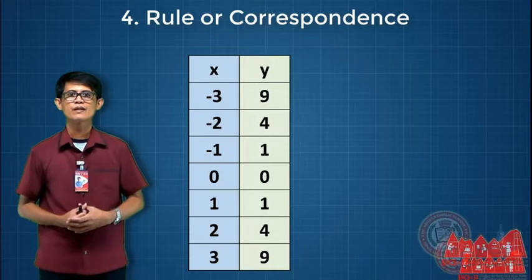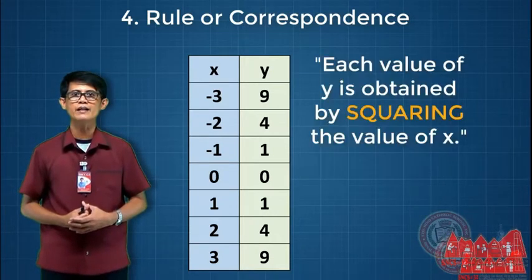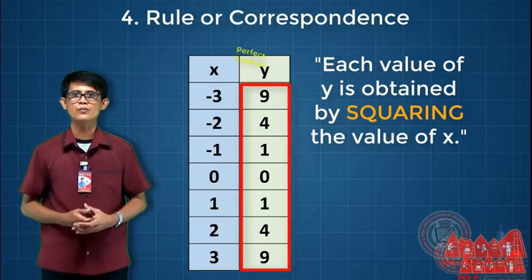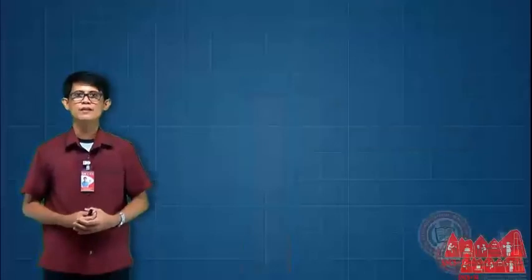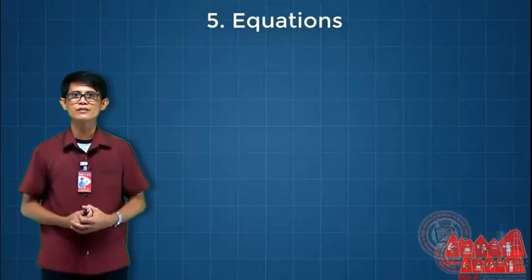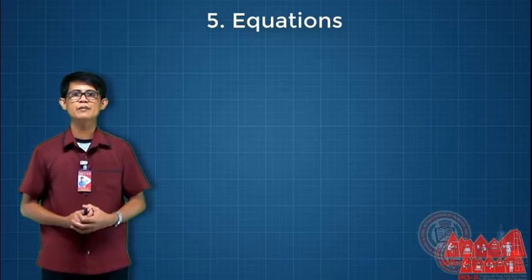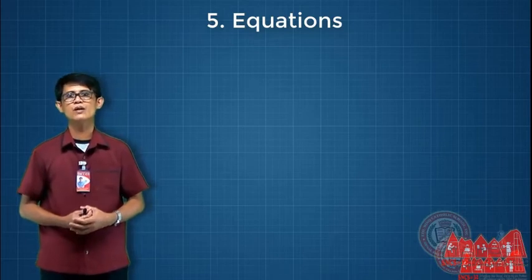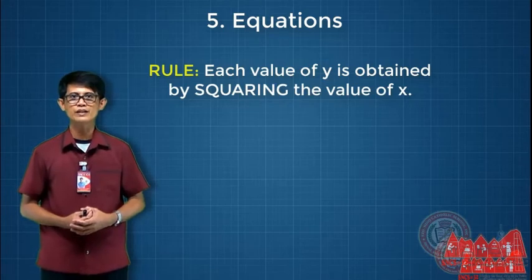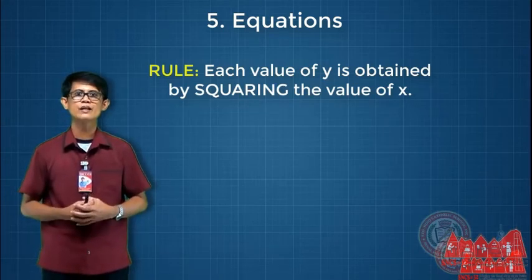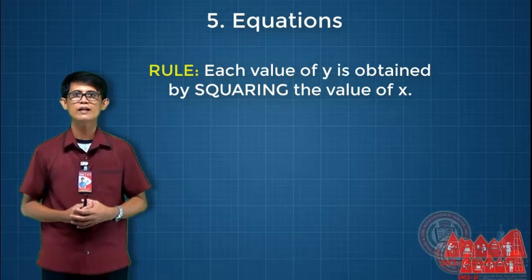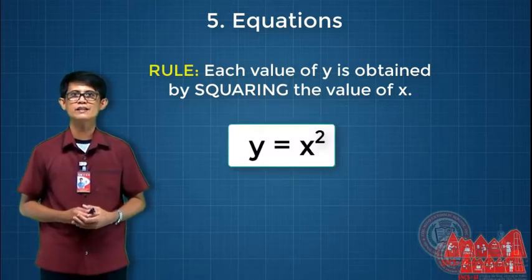So we can say, each value of y is obtained by squaring the value of x, meaning all the y values are perfect squares. Number 5, relations can be represented by using equations. Because we have now the rule, we can express this as an equation. So, the rule is, each value of y is obtained by squaring the value of x. It can be translated to y equals x squared. That is our equation.